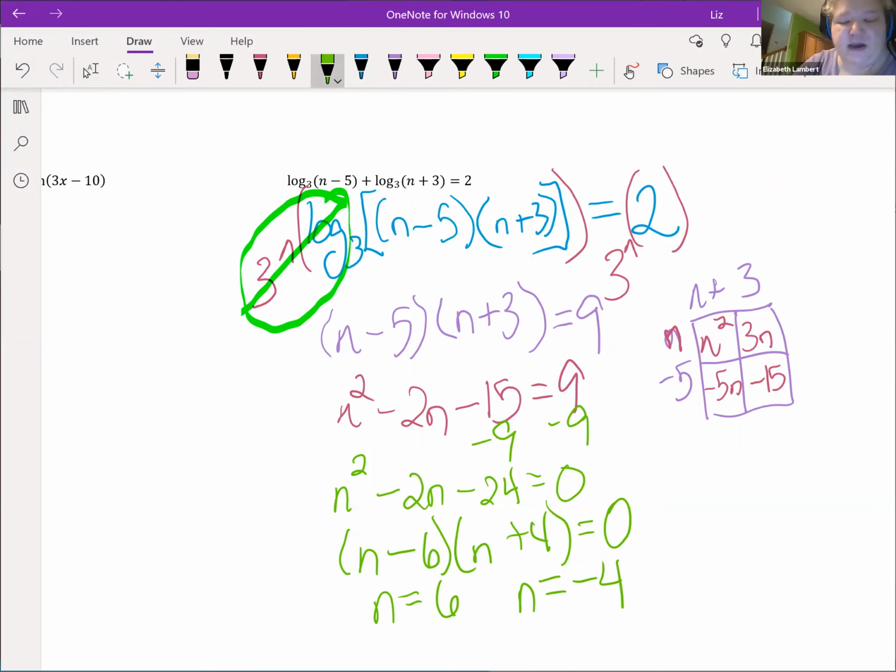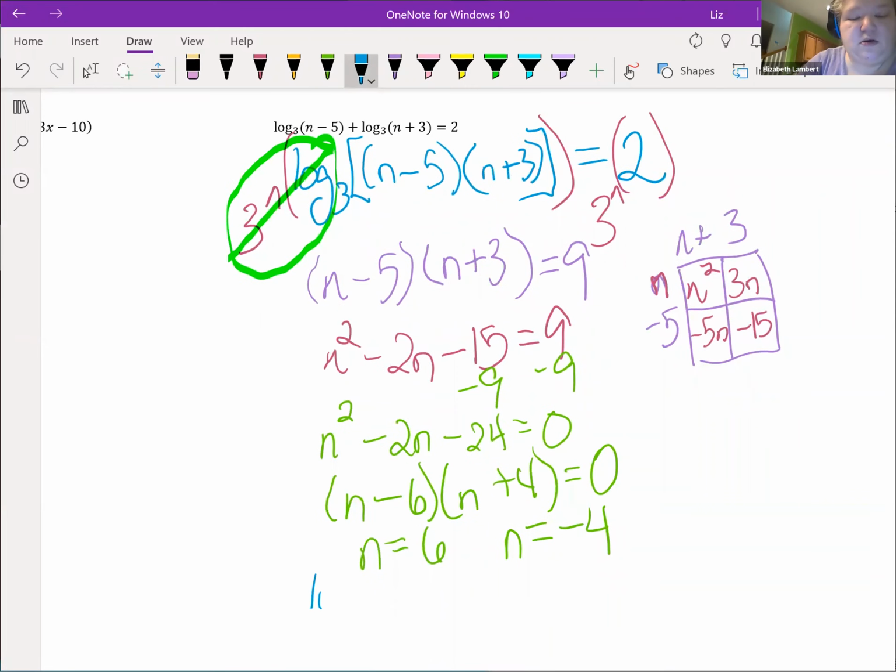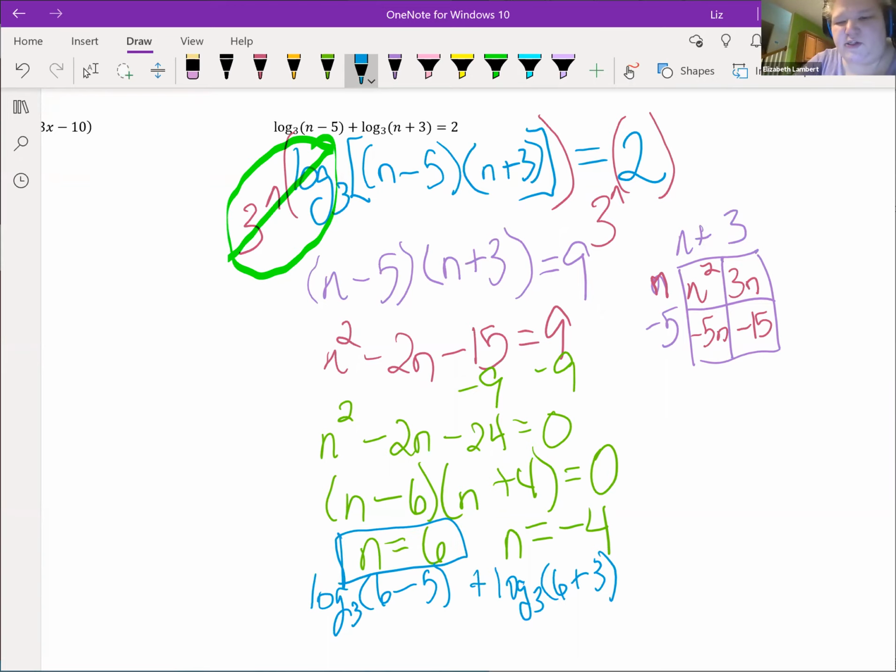So if I put 6 in there, that's going to be log base 3 of 6 minus 5. That would be log base 3 of 1. That's okay. Plus log base 3 of 6 plus 3. That would be 9. Also okay, something I can crunch. And that does in fact equal 2. The first one actually crunches to 0. The second one is log base 3 of 9, which is 3 squared, so we would just get a 2. All right, so n equals 6 is one of our answers and would go in our fancy curly braces.